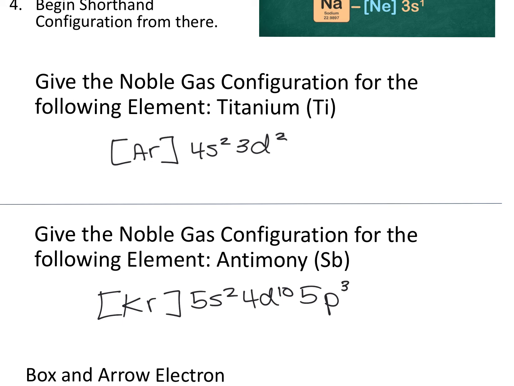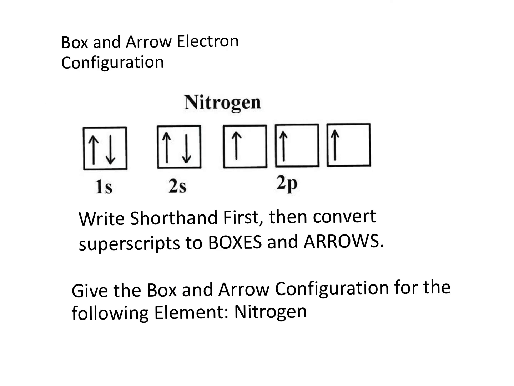That concludes our noble gas. The last thing we need to go over is the box and arrow configurations. Next is the box and arrow, and this is where we are going to see that rule for Hund's, where if I have my P block, I need to fill up all my up arrows before I do any down arrows. So what I recommend doing is writing your shorthand first and then converting those superscripts to boxes and arrows.